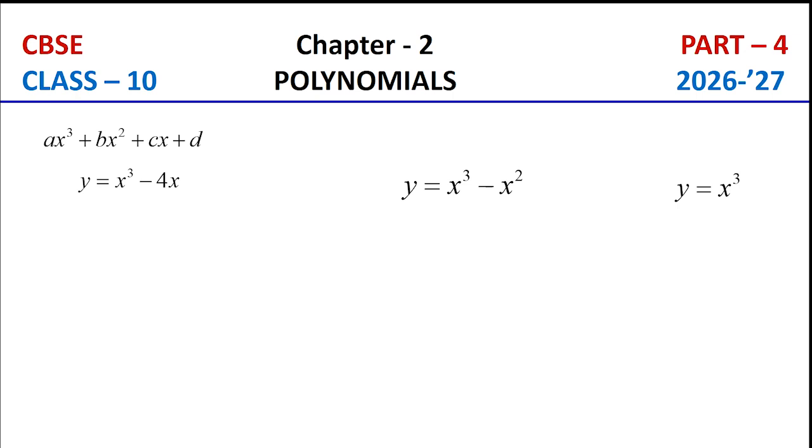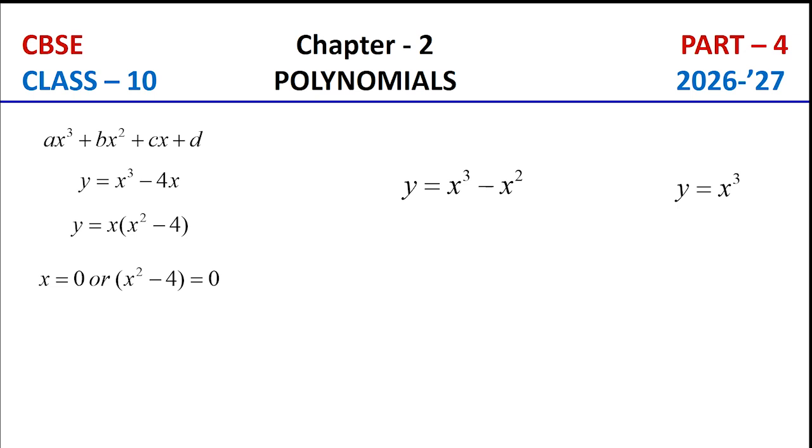Look at the first case, y equal to x cube minus 4x. It has two terms. First term is x cube and the second term is minus 4x. And x is common for both the terms, so we can factorize it. That means y equal to x into x square minus 4. And we can again factorize it because x square minus 4 is, by using the identity x square minus a square, 4 is 2 square. Am I right? So we can rewrite it as x into x plus 2 into x minus 2.